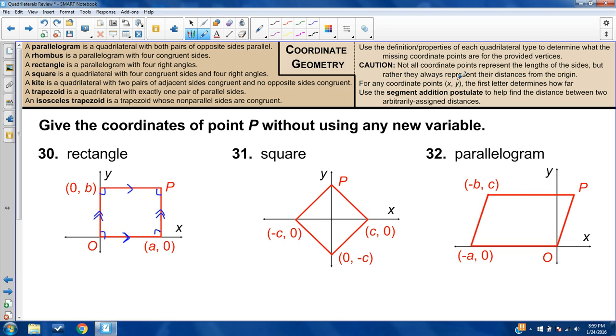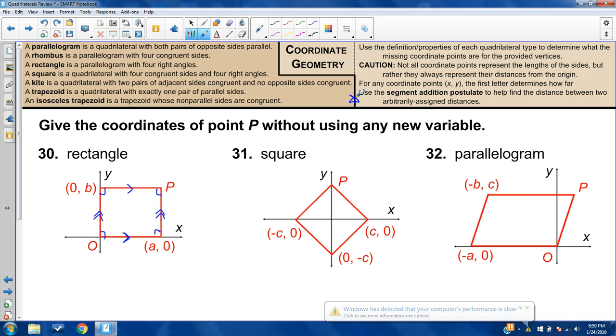And we're going to use the XY coordinate pairs to determine how far to go. Looks like I didn't finish writing over here. I meant to say how far you should go in that direction. Okay. So I'm sorry about that. And you can use a segment addition postulate to help find the distance between two arbitrarily assigned distances. It looks like that's saved for number 32 there.